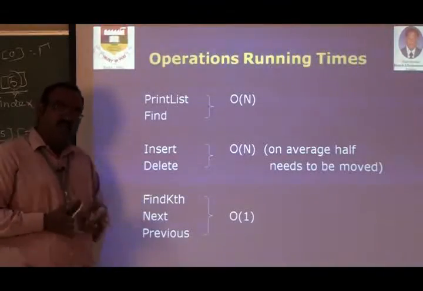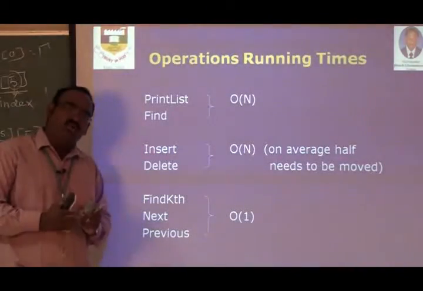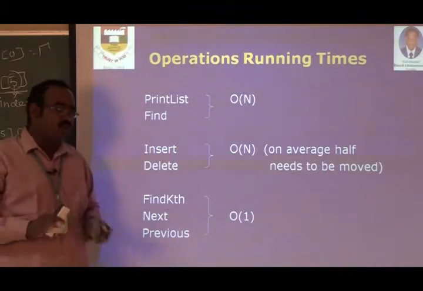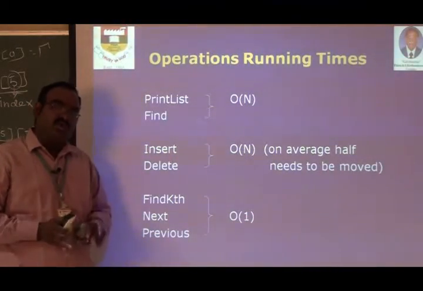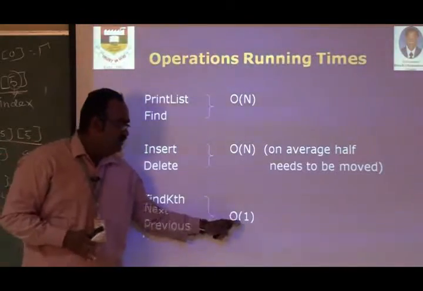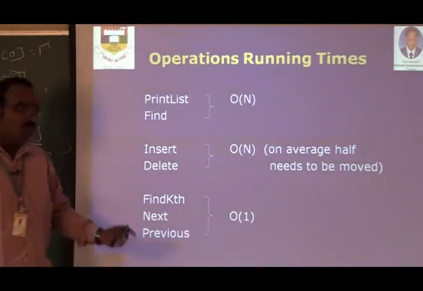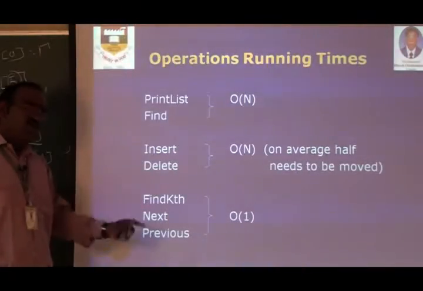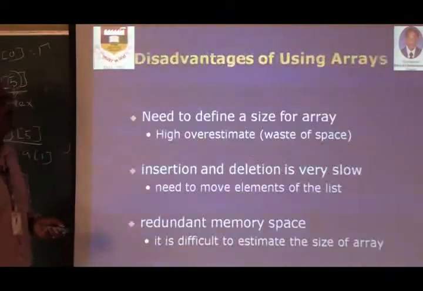Like next, if you are at one element, what is the next element? Only one execution is needed for that particular element. 1, now next is 2, that's all. Like previous, if you are now at 2, what is the previous? It is 1. So that's why the notation is O of 1. So O of n is for print list, find, insertion and deletion. O of 1 is for find kth, next and previous, right?